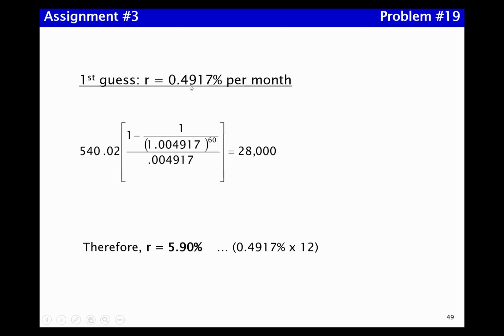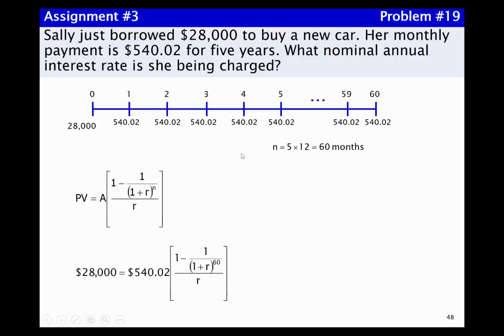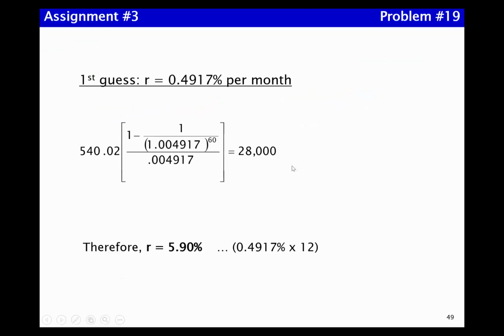That's the rate you plug in. Don't forget to divide it by 100. Plug it into the formula, show that it works. Don't just write 1 plus r there. Plug it in with the full numbers. You demonstrate that it works. And then, since we were asked for a nominal annual interest rate, when you're asked for a nominal rate, you simply take the monthly rate.